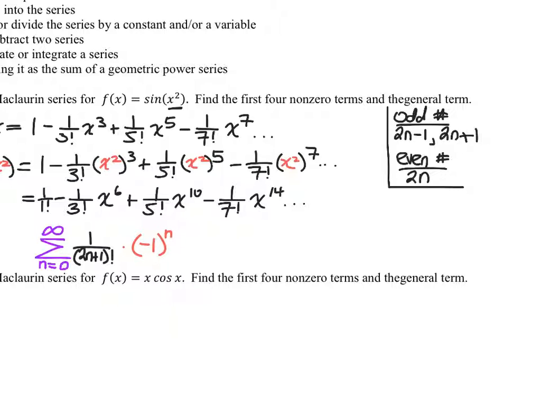Right? Because if I plug in a 0 to start, -1 to the 0th is 1. We're good. Plug in a 1, -1 to the first is a -1. Then a 2, -1 to the second is a +1. Now we have the alternation that we want. All right, so that's the second part of it. Now I need to address the x's. Well, the easy part is just writing the x. Now it's going to be raised to a power.